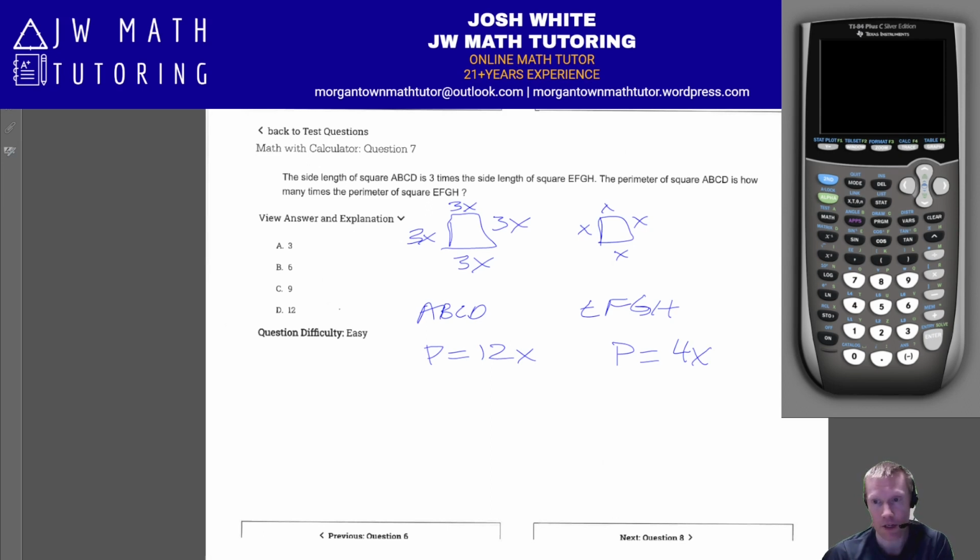So how many times is the perimeter of the larger square compared to the smaller one? Well, you can clearly see it is 3 times as large. So the correct answer is letter A.